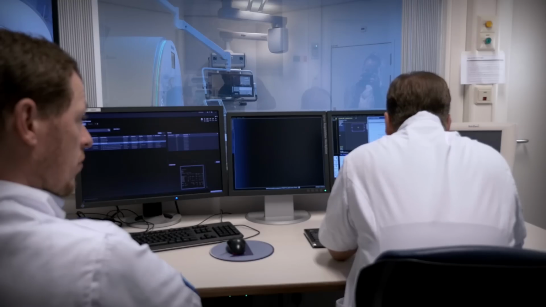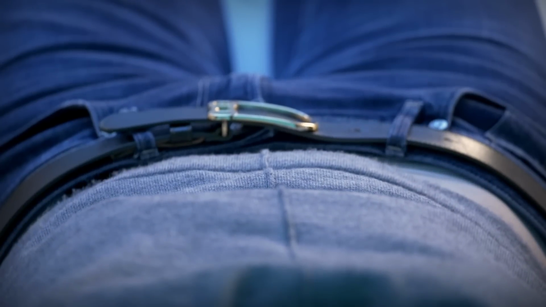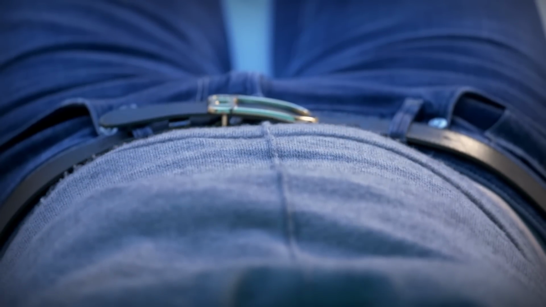Now it's time to start the perfusion scan. With the instructions practiced earlier, the patient is able to hold her breath. We inject the contrast and start the scan. The scan will take approximately 30 seconds.